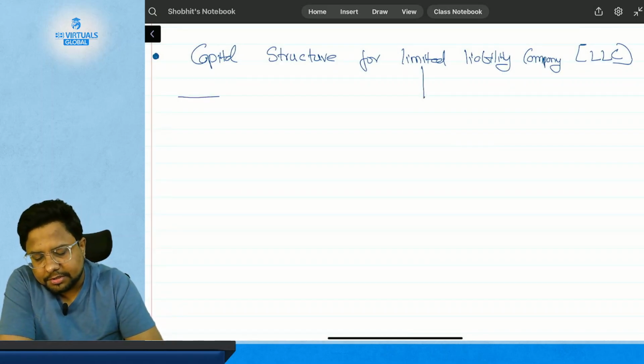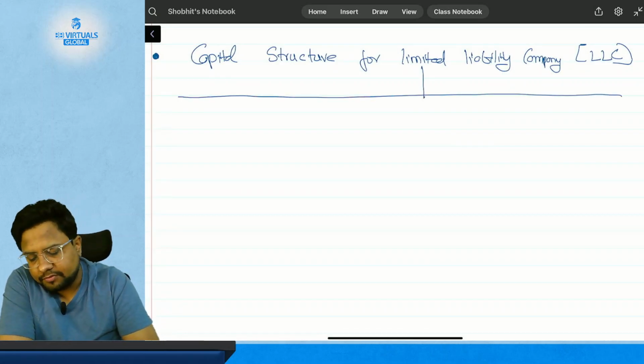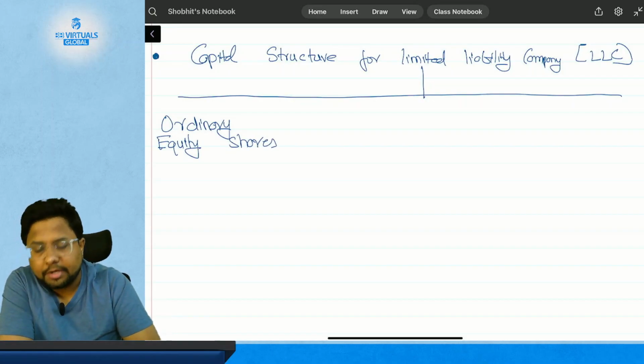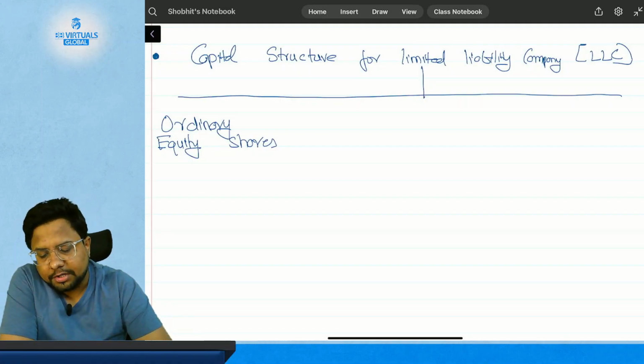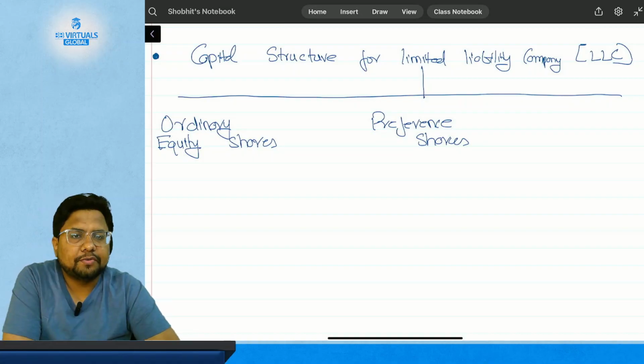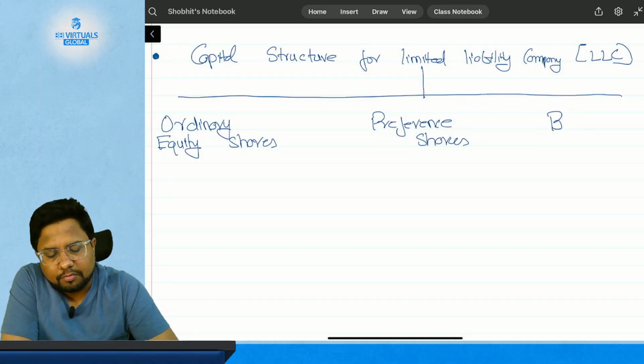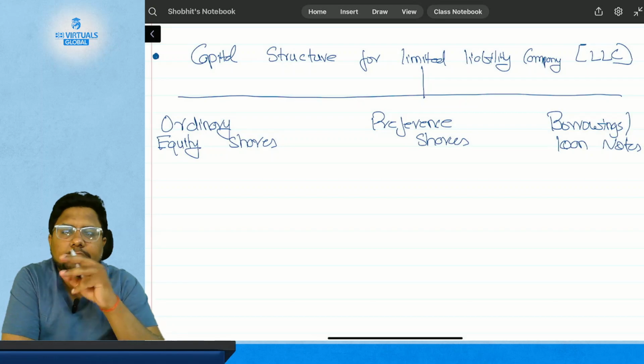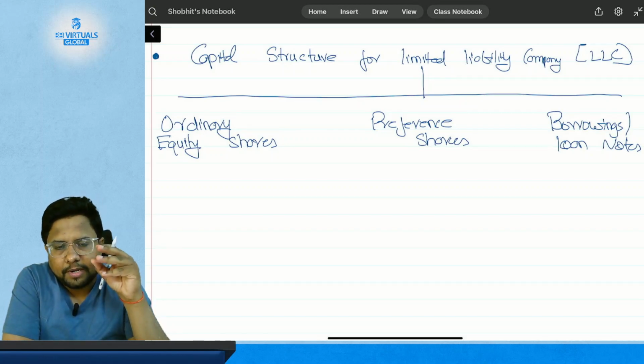As we have already discussed, there are three types of sources. First is to issue ordinary equity shares. The second one is to issue preference shares, and the last one is to get an amount from borrowings or in the form of loan notes. So these are the three sources of capital for the limited liability company.